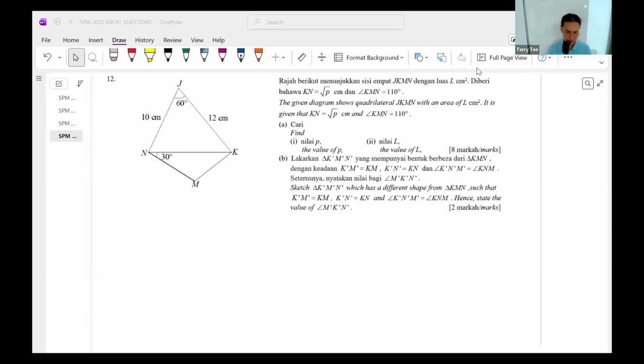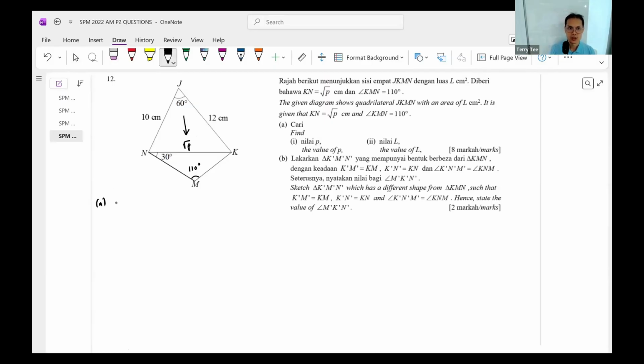Okay. Next question, question number 12. This is solution of triangle. So the diagram shows a quadrilateral JKMN with area of L. It is given that KN is square root of P, angle KMN is 110. You are finding value P. Okay, so if you're finding value P, we know this is your opposite side, right? Opposite to a given angle, and the other two sides are 10 and 12.